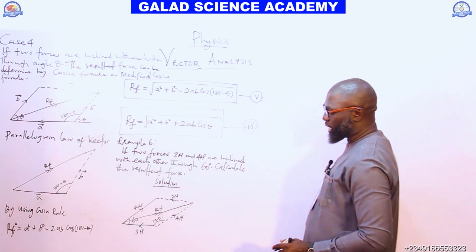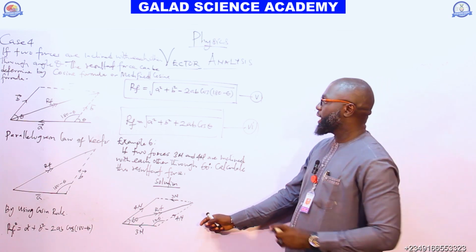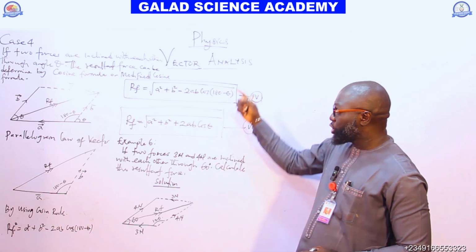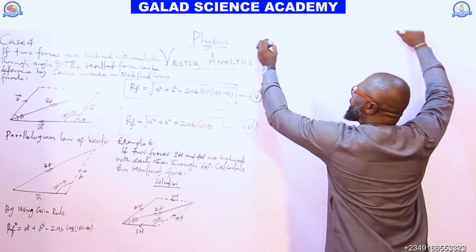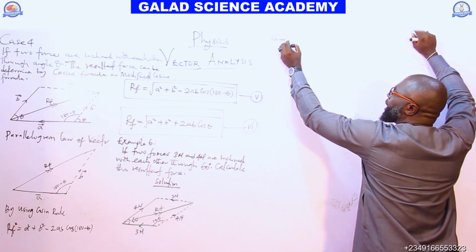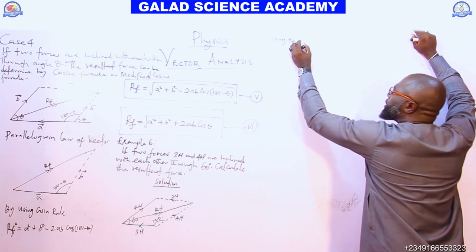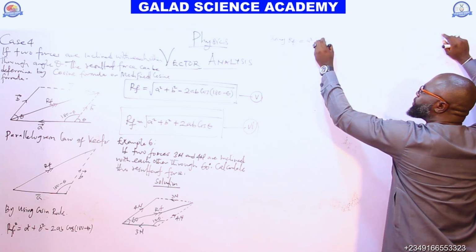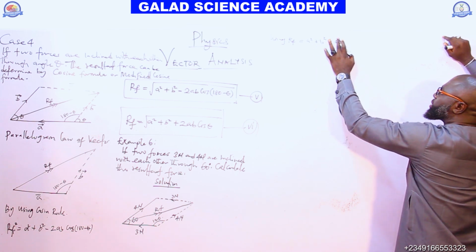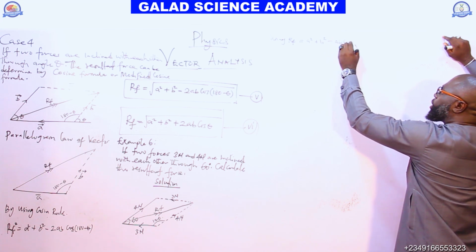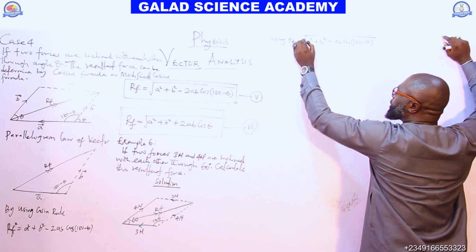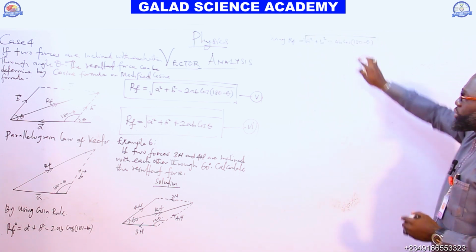Let us find the resultant force. Which formula can we use? The two formulas. Let us use the first one first. The resultant force should be equal to the square root of A square plus B square minus 2AB cos of 180 minus theta. Let us use this one first.